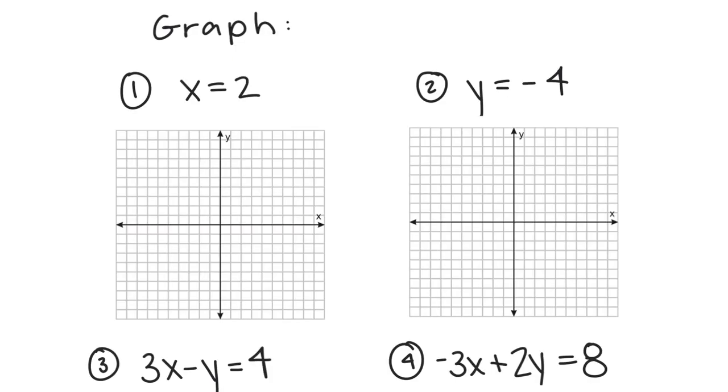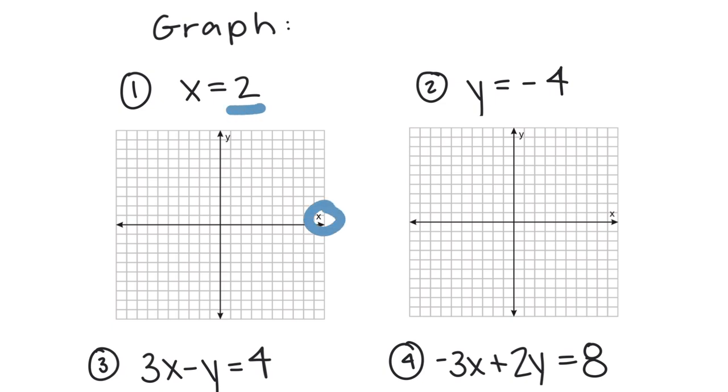Hey everybody, wanted to review a few things before your quiz today. So just a reminder, if you're asked to graph and you see just one variable, like just x equals or just y equals, that is going to be either a vertical or horizontal line. So if it's x equals, it cuts through the x-axis at that number.